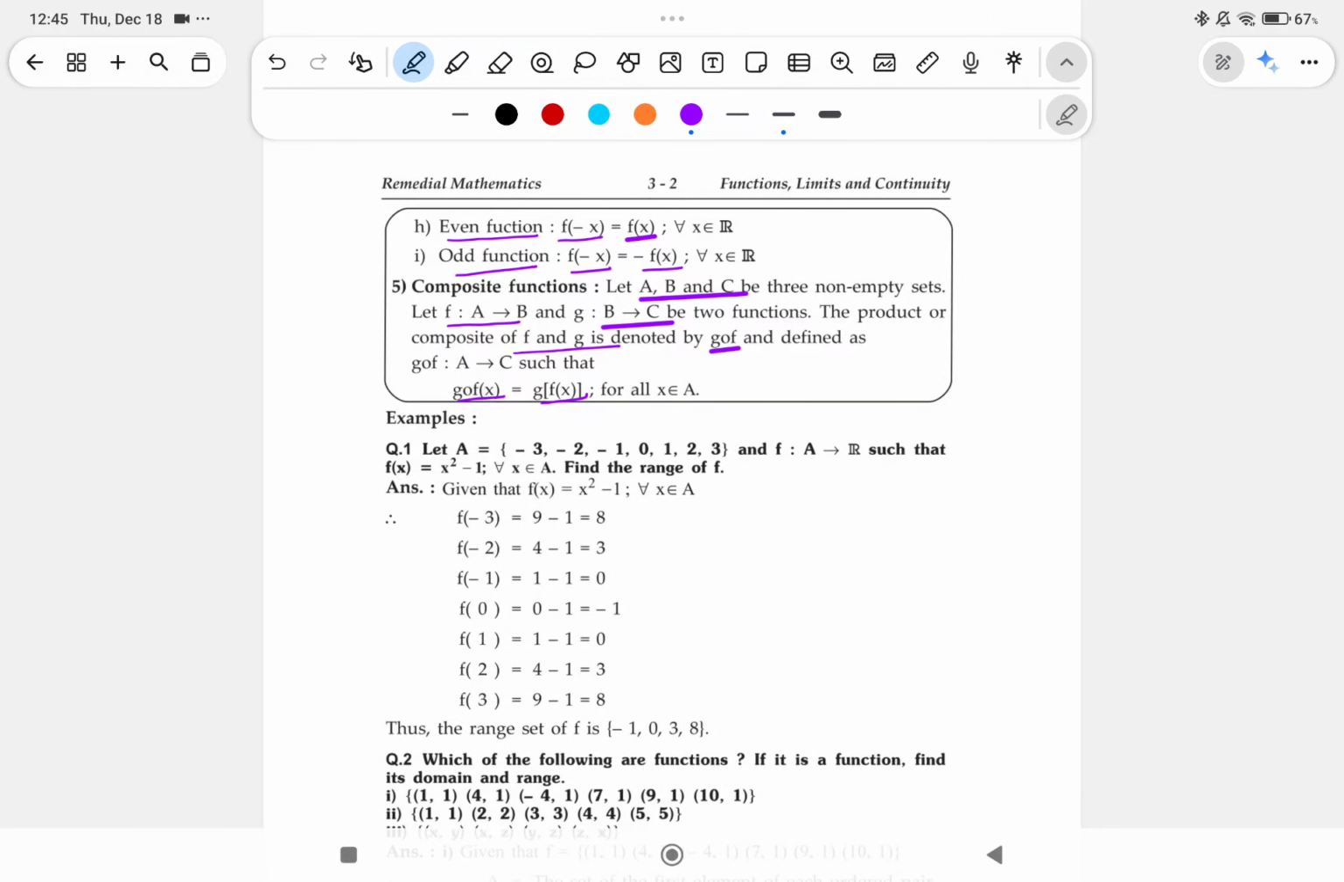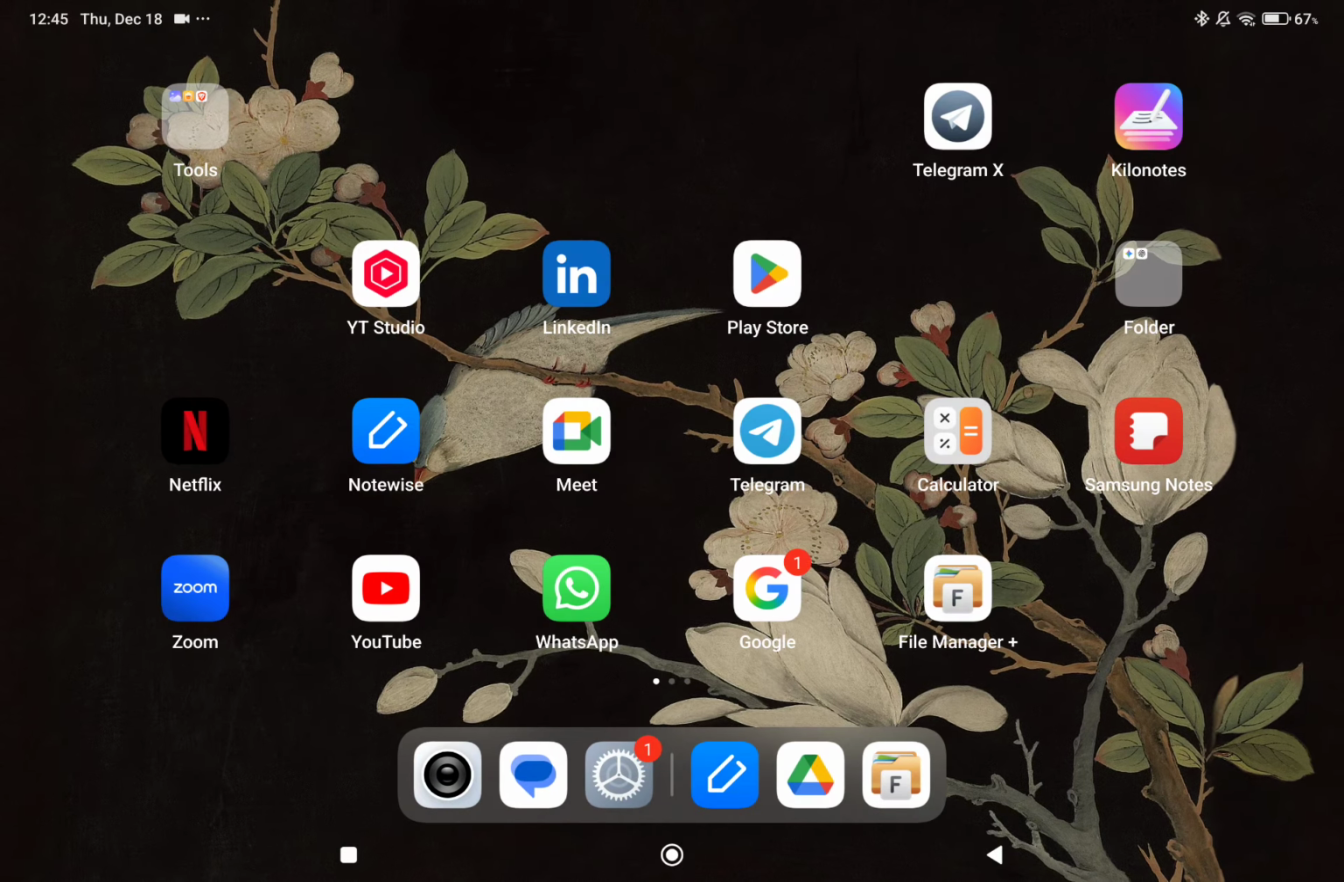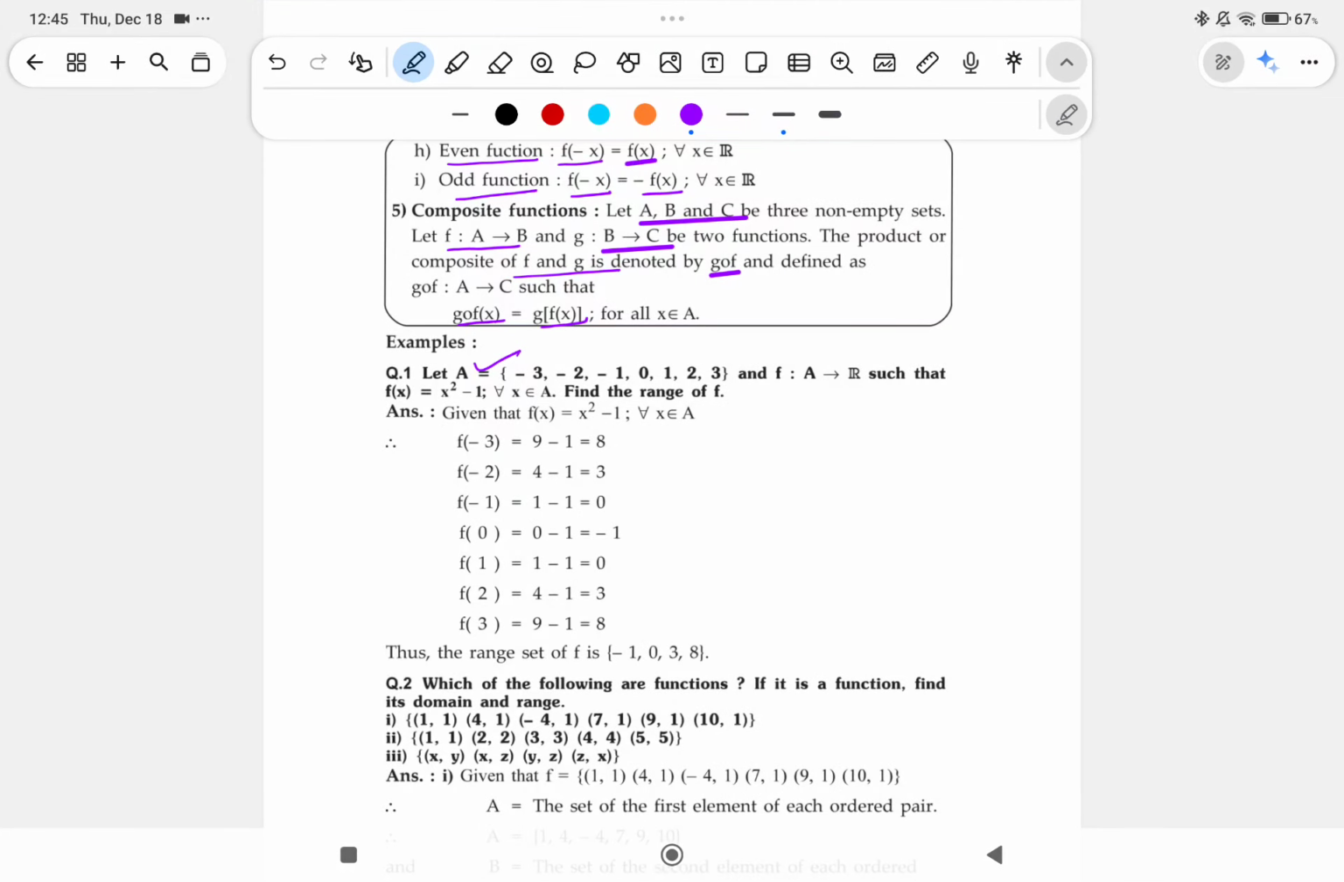Come directly to the examples now of this chapter. You have the set A in which you have minus 3, minus 2, minus 1, 0, 1, 2, 3, and the function is from A set to R, such that f(x) is x square minus 1. So your machine is x square minus 1. Your inputs are what I just told you: minus 3, minus 2, minus 1, 0, 1, 2, 3. Now see what outputs you get by putting these numbers in this machine, that is x square minus 1.